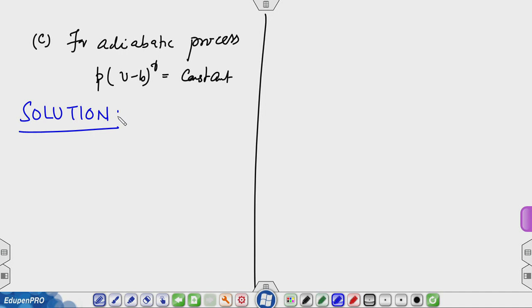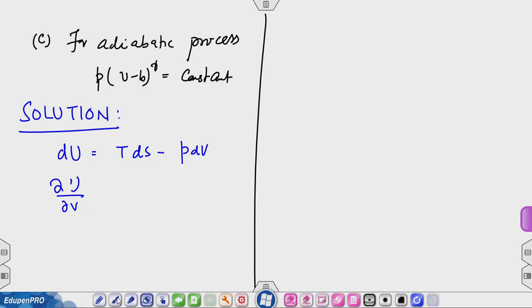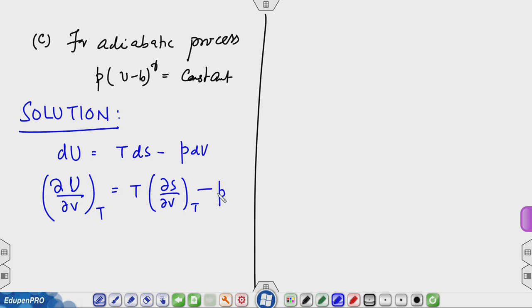Solution. As we did for the ideal gas, we calculate the dependence of internal energy on V. So we have dU equals T dS minus P dV. So partial U with respect to V at constant temperature is going to be T partial S partial V at constant temperature minus P.